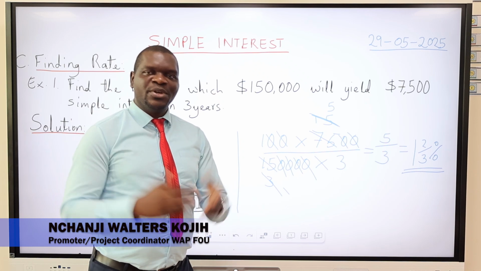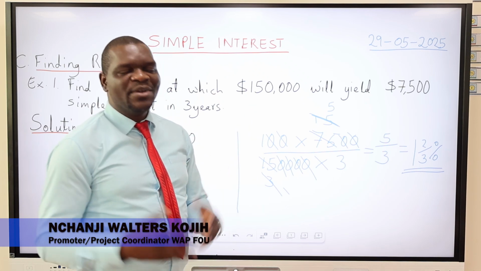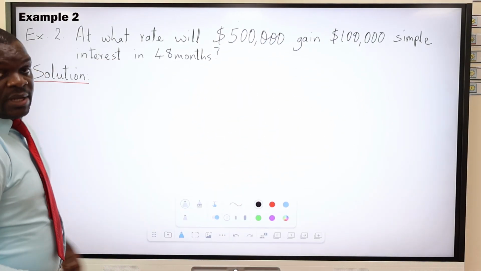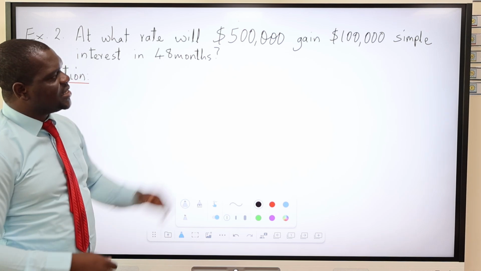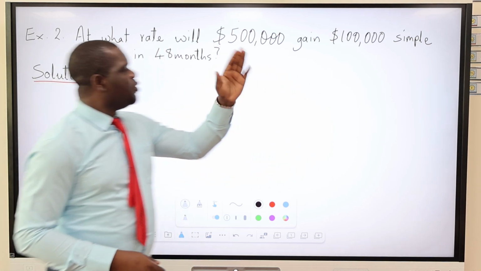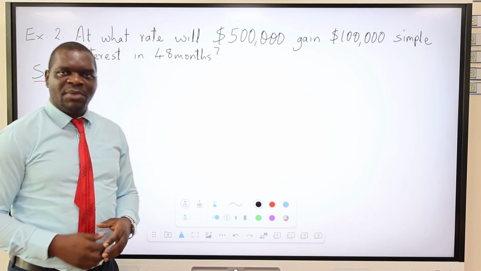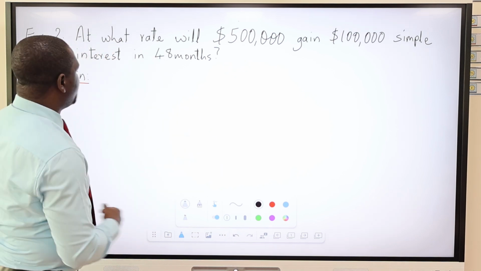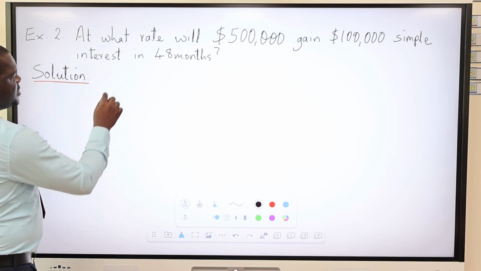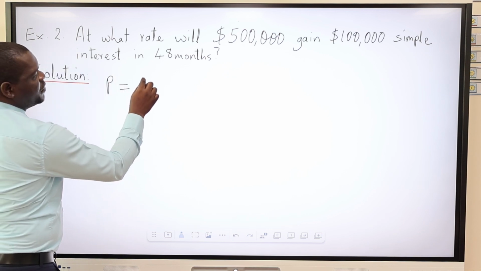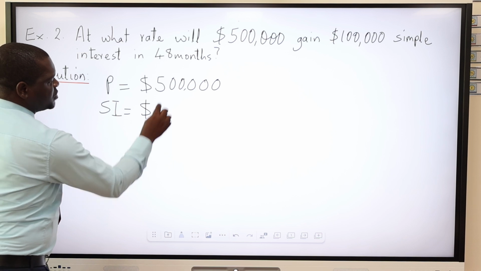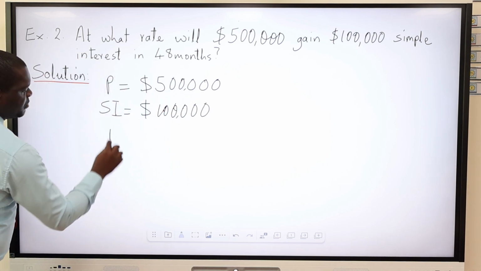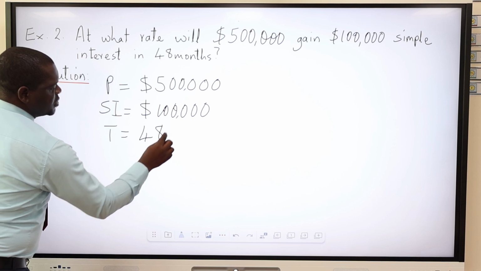Now, if this is not understood, as usual, we always do the second example for better understanding. Let's look at the second example. Example 2 says, at what rate will $500,000 gain $100,000 simple interest in 48 months? Usually we move from what we know to what we don't know. And what we know here is the principal, which is $500,000. We know the simple interest over there, which is $100,000. And the last thing we know is the time, which is given as 48 months.